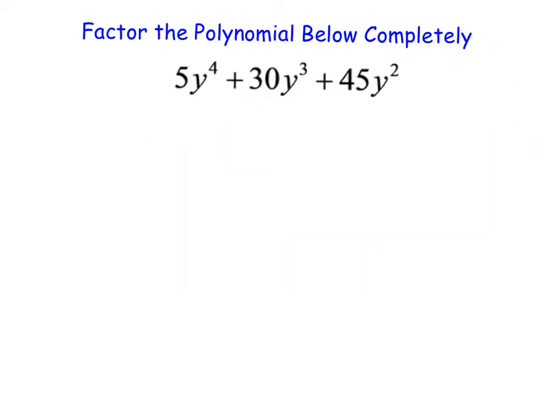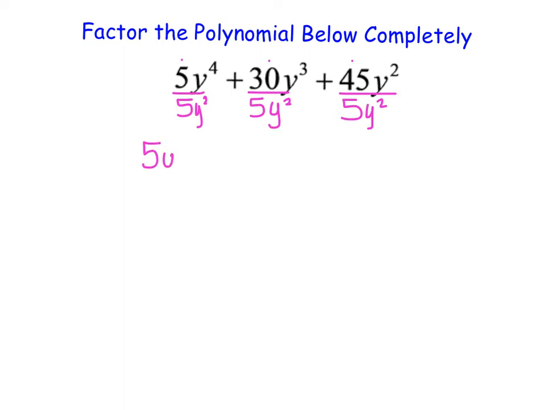So let's look at a second example here. What I notice about this polynomial is that the numbers 5, 30, and 45 have a greatest common factor of 5. So I'm going to factor that out right away because that's going to make this a little bit easier to look at. Then I also notice that they each contain at least two y's. So I have a y squared, a y squared, and a y squared. That can all be factored out. So my greatest common factor here to start to factor out is 5y squared.